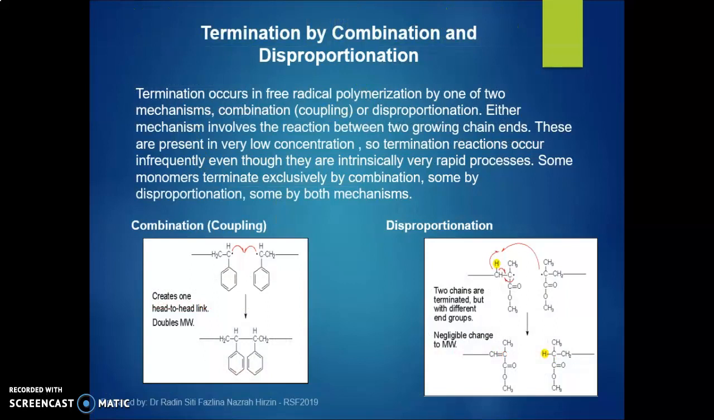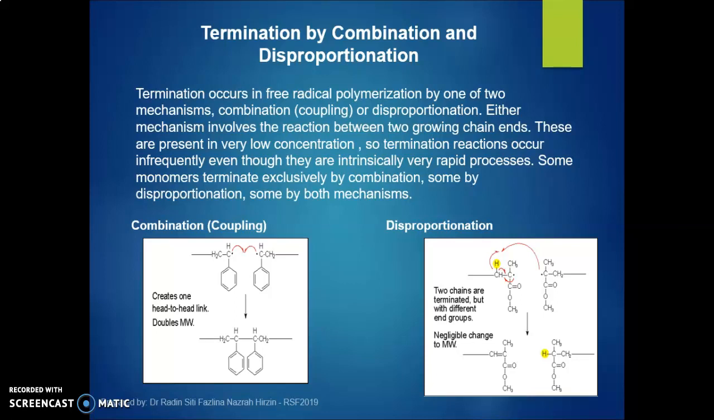Okay, termination occurs in free radical polymerization by one of two mechanisms, which is combination or disproportionation. Either mechanism involves the reaction between two growing chains, and these are present in very low concentration. So termination reactions occur infrequently even though they are intrinsically very rapid processes. Some monomers terminate exclusively by combination, some by disproportionation, some by both mechanisms.